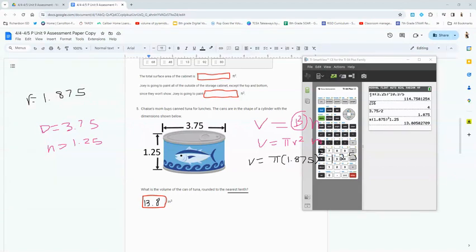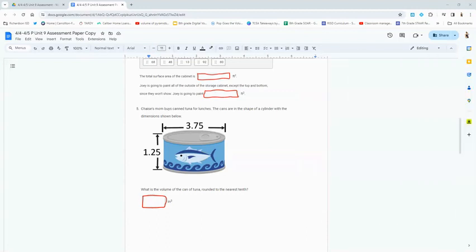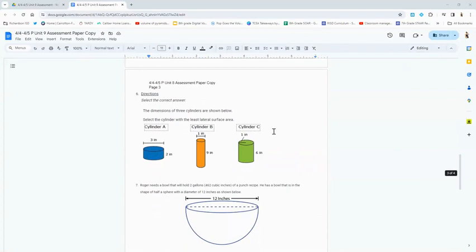All right. Next question. We have 6, and it says the dimensions of the 3 cylinders are shown below. Which cylinder has the least lateral surface area? So remember, lateral surface area for a cylinder is S equals 2 pi RH. That's what they gave us on our formula sheet, so that's what I'm going to use.